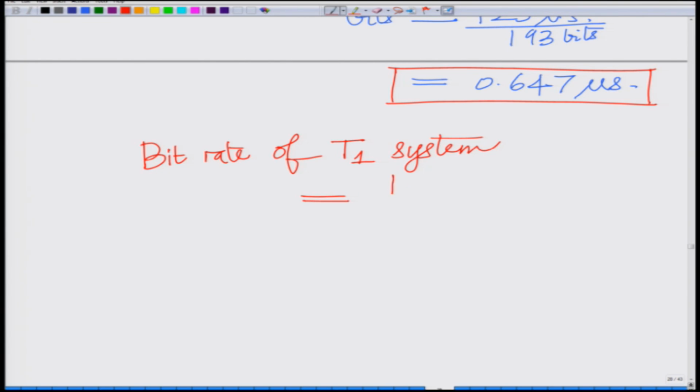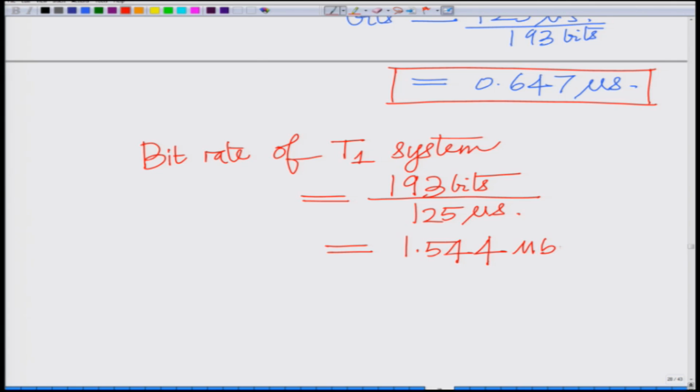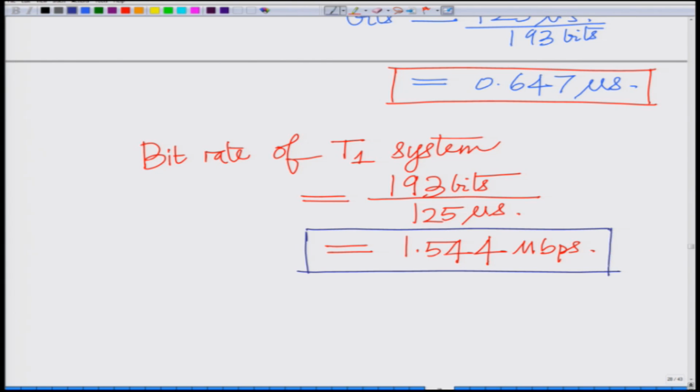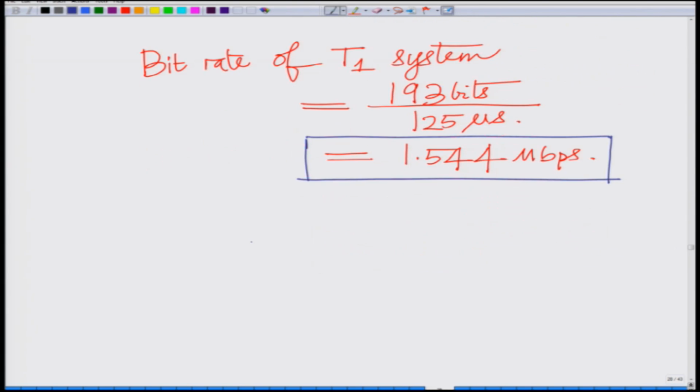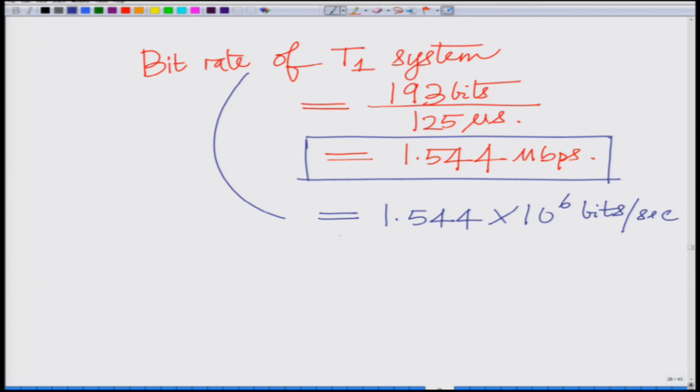And the bit rate of the T1 system is basically 193 bits divided by 125 microseconds, that is equal to 1.544 megabits per second. So, this is basically the bit rate of the T1 system. That is a huge bit rate, 1.544 megabits, that is into 10 to the power of 6 bits per second. That is your bit rate of the T1 system.